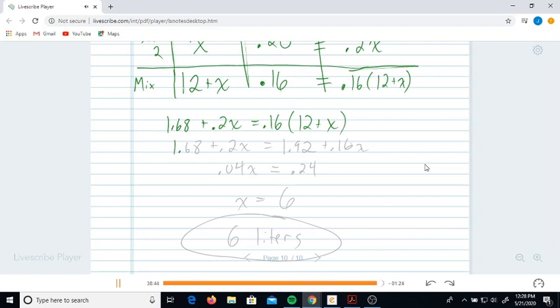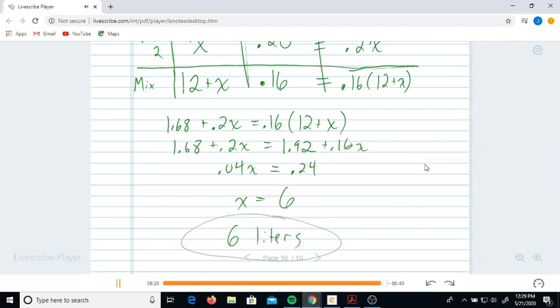And we'll go ahead and solve this. That's 1.68 plus 0.2x equals, let's see here, 16 times 12 is 192, so that's 1.92 plus 0.16x. So getting our x's on one side, that's 0.04x equals 1.92 minus 1.68, 0.24. Therefore, x equals 6. So, there's our answer, 6 liters.